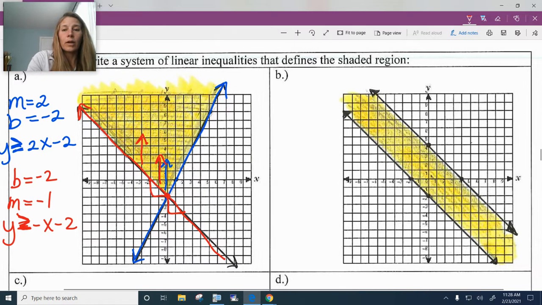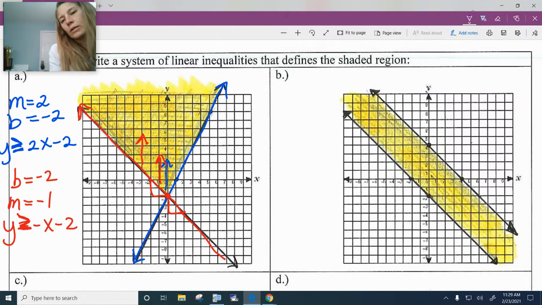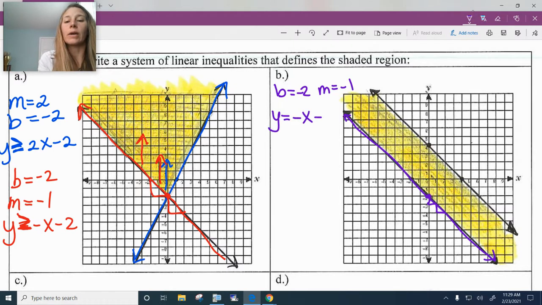All right, so let's try B. All right, so I'm going to first highlight this line here. Let's try this one first. Again, they're both solid, which is kind of nice. So this one here, my y-intercept is -2, and my slope is definitely a negative slope, and it looks like it's going down 1/1, down 1/1. So my slope is -1. So this equation is y equals -1x minus 2.